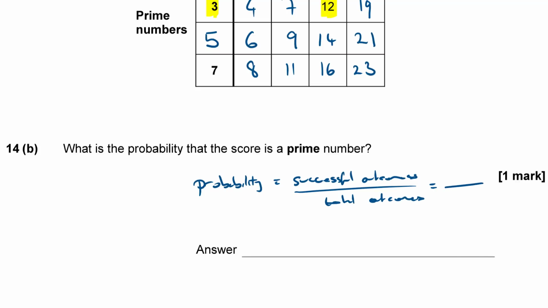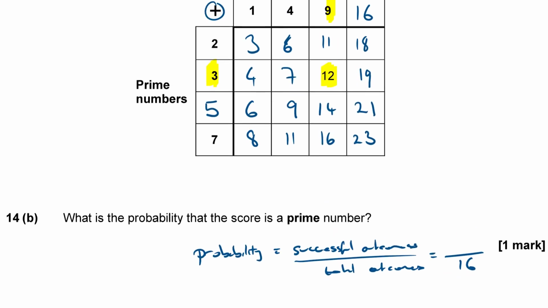Okay, so we know there are 16 possible outcomes because there are 16 squares in my possibility space. So we want to work out how many of those are prime numbers. Okay, so the primes are, well, we've written out some of them already. They're 2, 3, 5, 7. Let's write out a few more because our table goes up to 23.